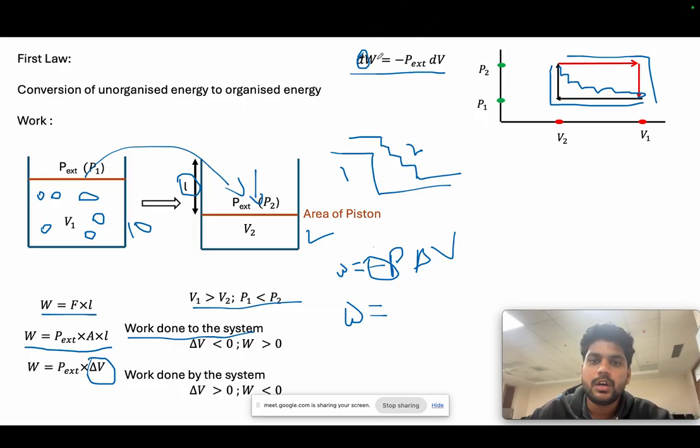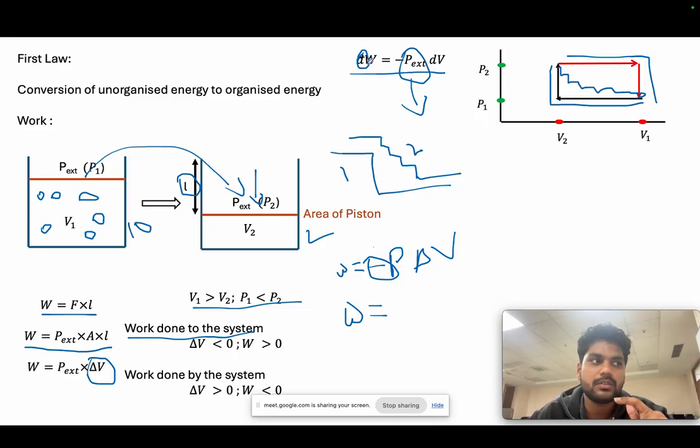So P external means the pressure you are applying on the system. It depends on which path you are moving. Suppose if you are moving along this path, the dw will be one value, and if you move along this path, the dw will change. That's why we apply the slash on the differential. The slash on the differentiation says that it is path oriented.